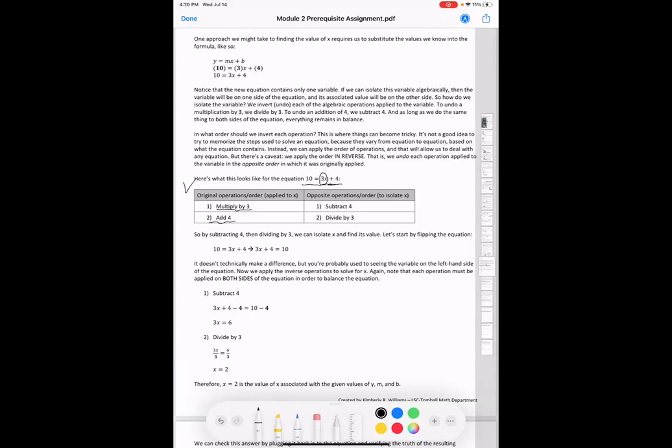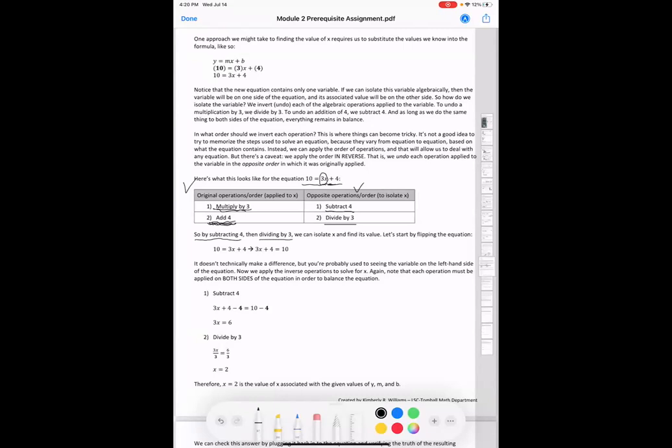In another column, you need to list the opposite order. So the opposite order of this: the second goes first. Add 4, so we must subtract 4. Multiply by 3, so we need to divide by 3. So, by subtracting 4, then dividing by 3.